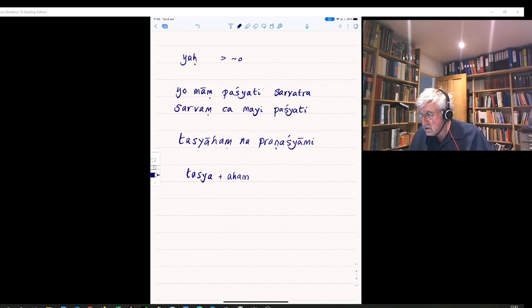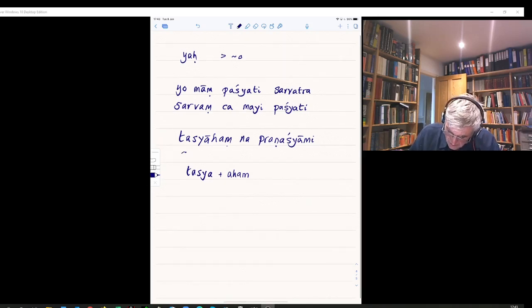Sorry, the machine turned itself off. So I'll write that verse out, the second part of it. Yo mam pashyati sarvatra sarvancha mayi pashyati tasyaham na pranashyami. And the second part, sa cha me, and he to me, na pranashyati, will not be lost.